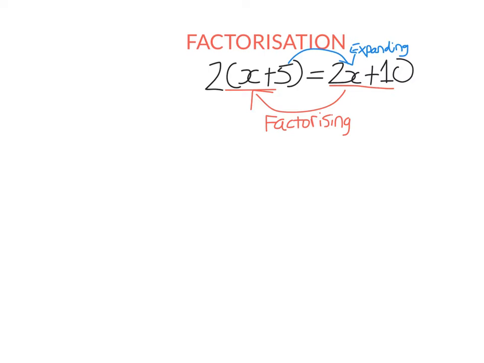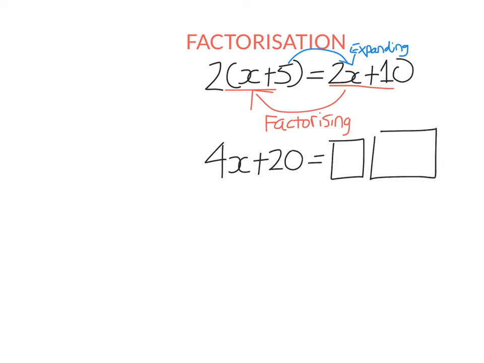So how do I actually do that? Well, let's say I start off with something like 4x plus 20. I want to write that as something times something. So when we're factorizing, we're going to end up with brackets. So we're going to have some brackets here. What goes out the front of the brackets is the highest common factor of the terms. So here 4x is one term, positive 20 is another term. The highest common factor of these two terms will go out the front. And then inside, what you do is divide each term by the highest common factor.